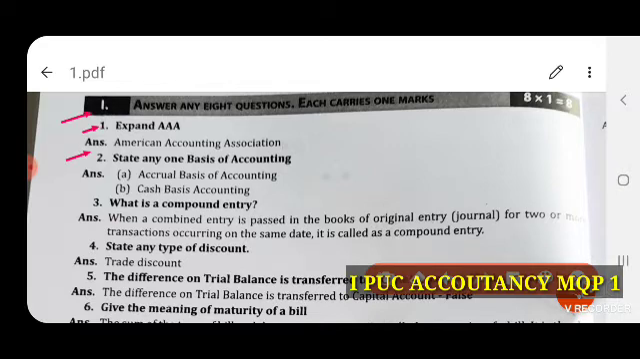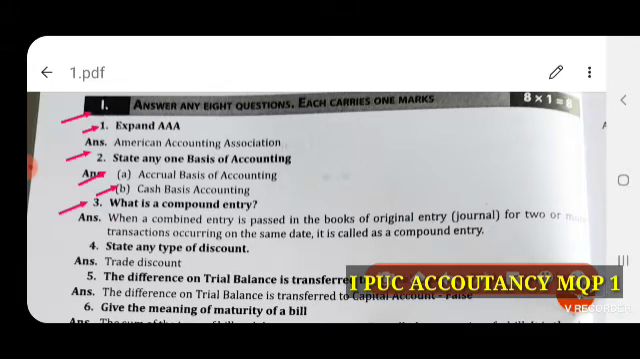Second, state any one basis of accounting. See, accounts will be recorded on the basis of two, that is accrual basis of accounting and cash basis of accounting. So both cash and credit transactions are recorded in accounting.